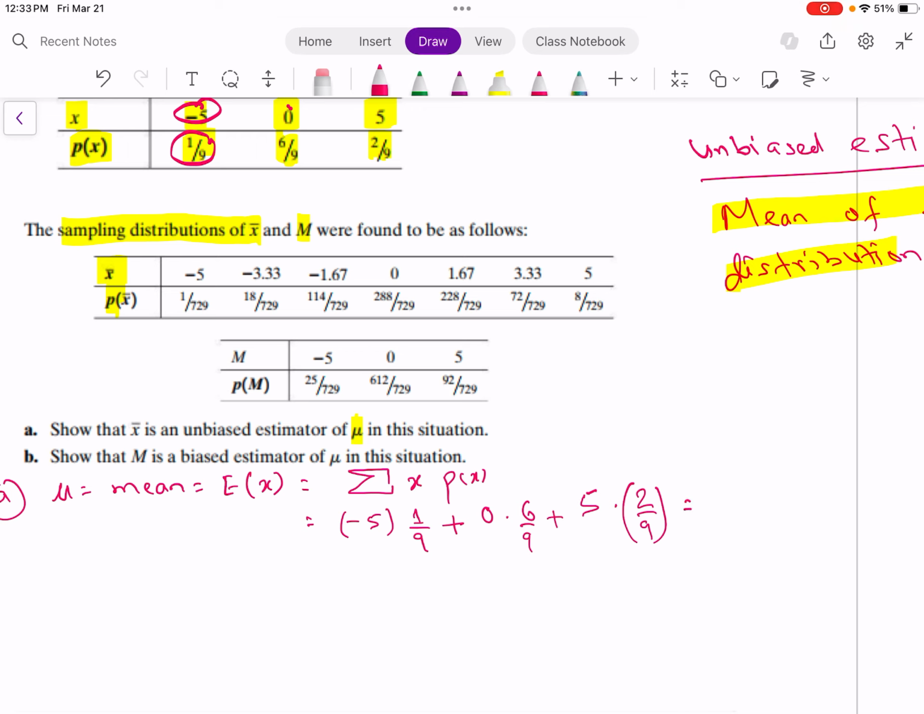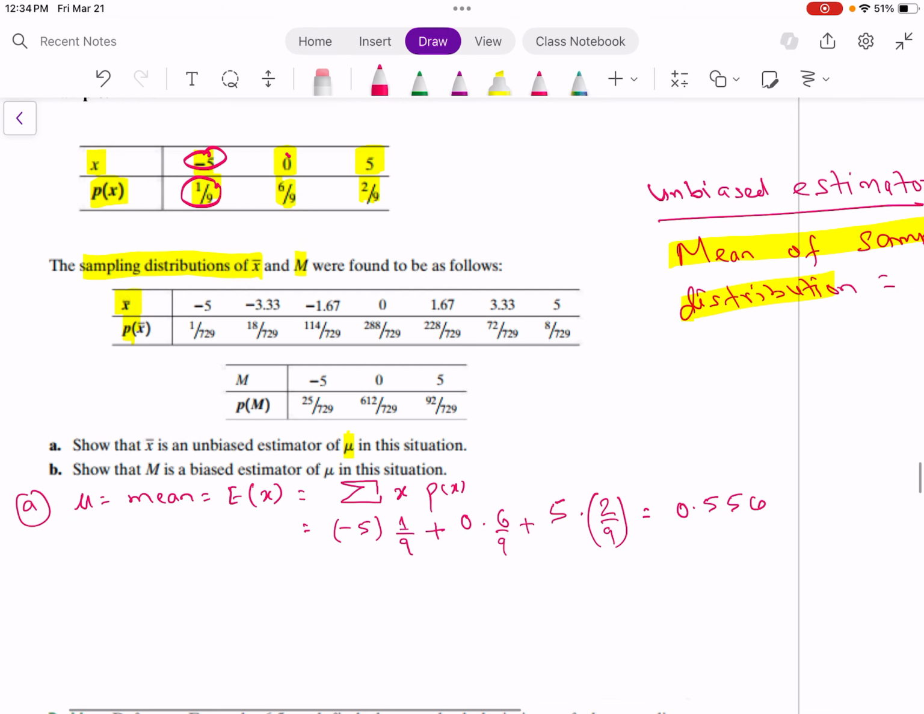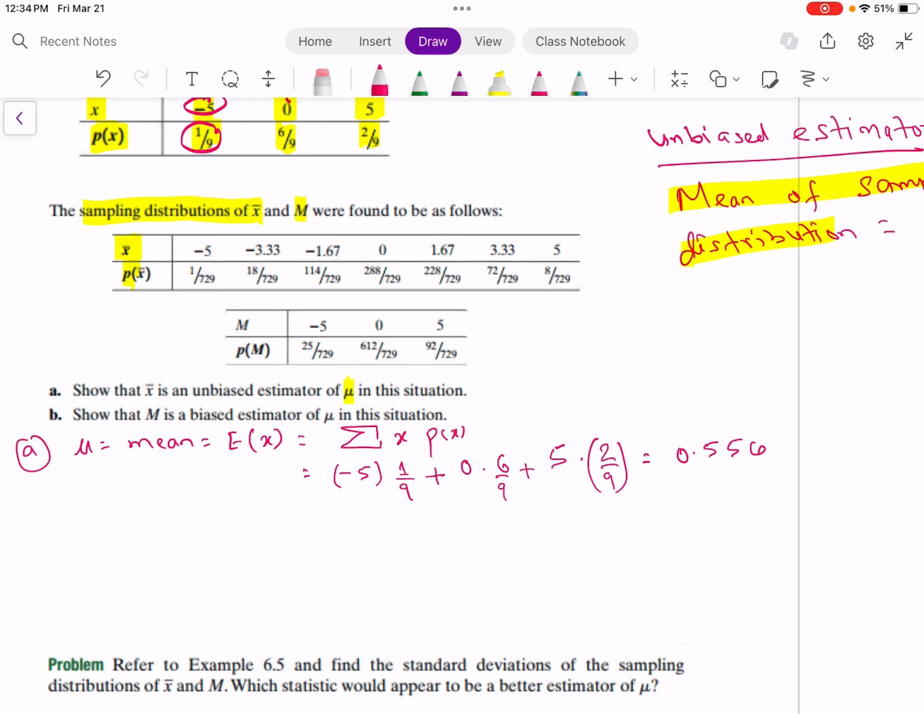So we find the parameter mu from our probability distribution. Does anyone have the final answer for this one? It is 0.556. So this is our parameter. Now we want to show x bar is unbiased, so we look at the second distribution. We want to know whether this distribution of x bar is an unbiased estimator.